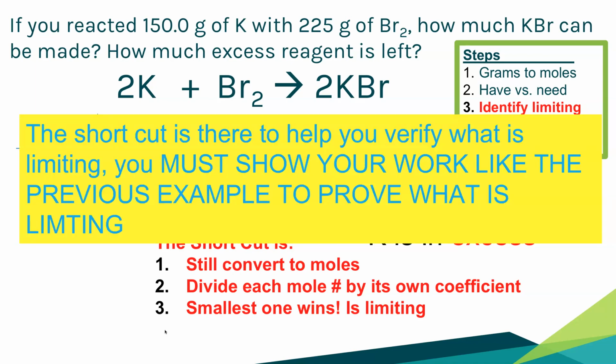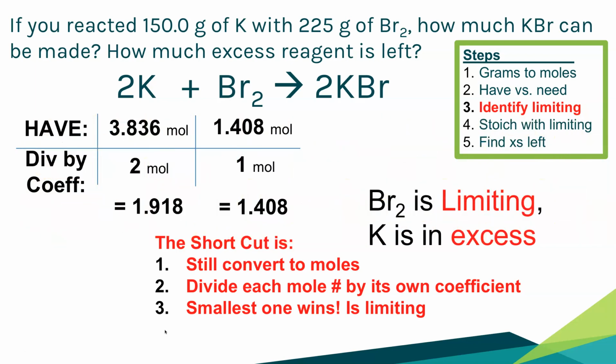It is a very quick, short determination, but it's just for you to double check what's going on. The shortcut is there to help you verify what is limiting. Again, you must show your work, like the previous example, to prove what is actually limiting. And apparently I can't spell limiting at the very bottom there either. So, yay for me. Any questions on this shortcut?